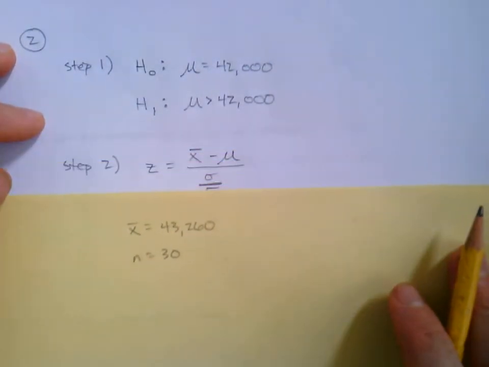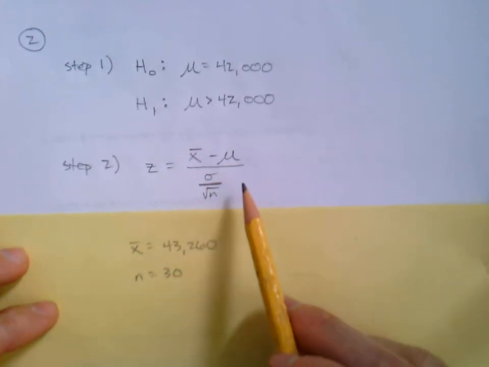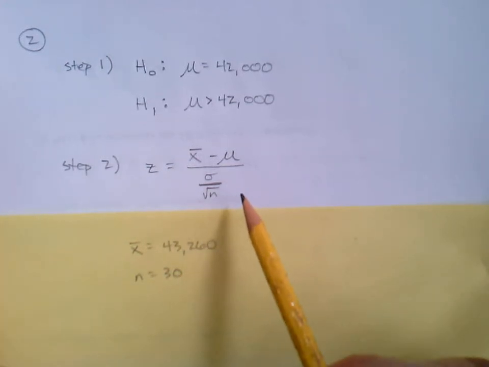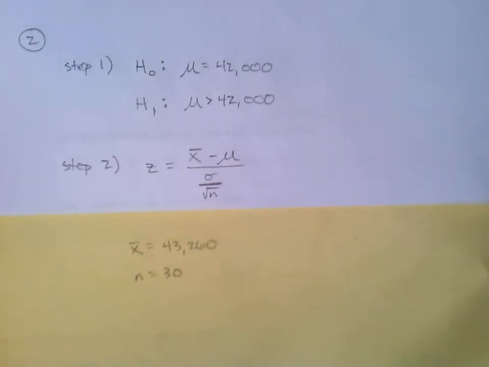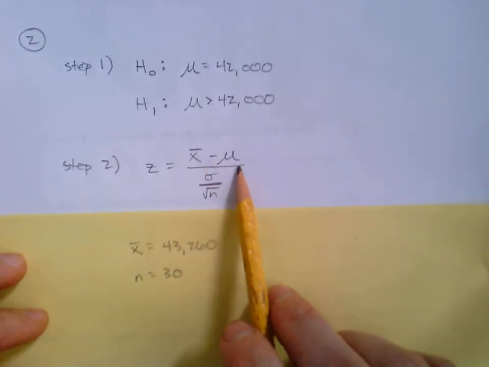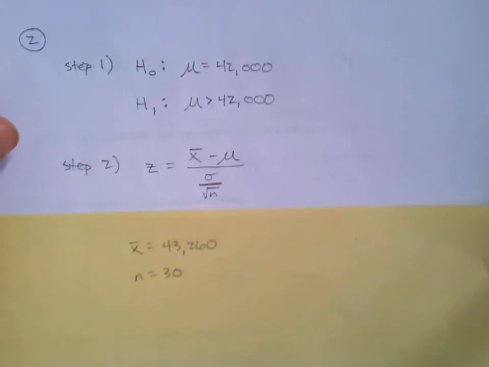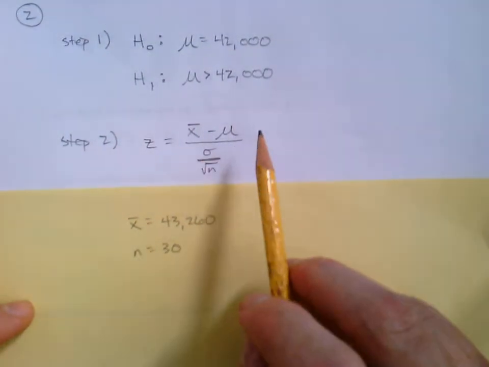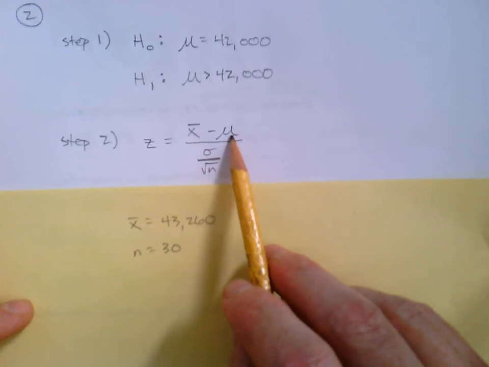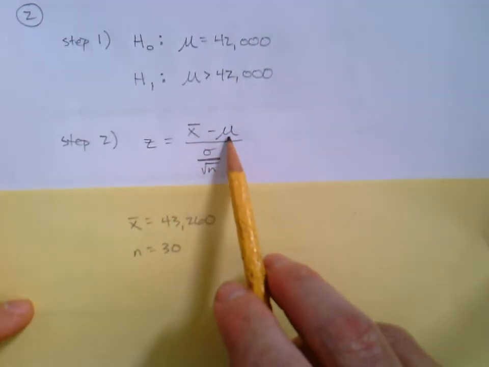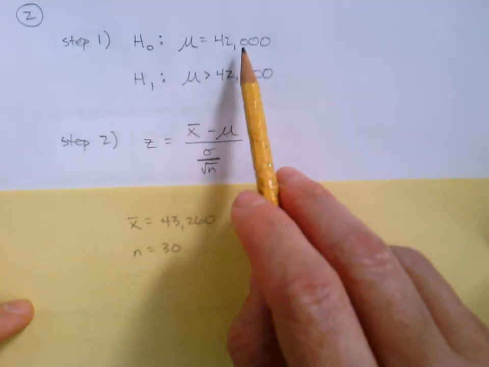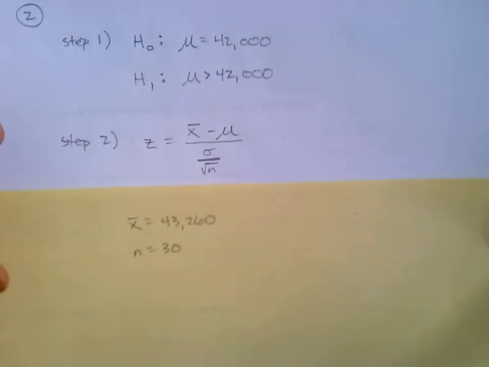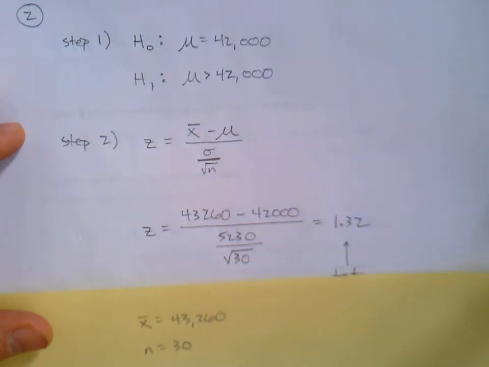How do we do that? It's the same formula for the z-score as the central limit theorem, right? When we divide by the square root of n. Right, x bar minus mu over sigma over square root of n. So here we've got our x bar, we've got our n. Mu will be the 42,000. And remember, we're assuming that mu is equal to 42,000. And then they tell us the value for sigma as well. So let's put all that in there.